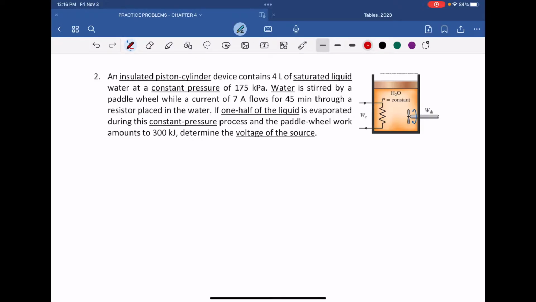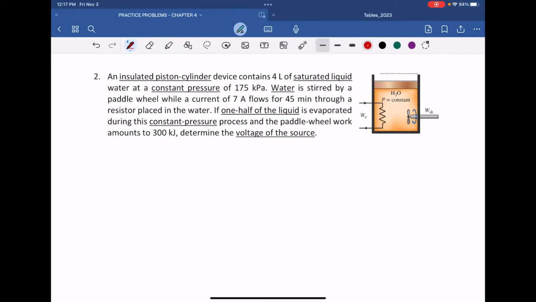Okay, so first of all, understanding this is a piston cylinder device, a closed system where the volume can change, and the energy interactions are electric work, shaft work, and also you need to identify there has to be some boundary work there. And it says half of the liquid is evaporated, so that means there is some expansion in the system due to evaporation, and throughout it's a constant pressure process, and they're asking for the voltage of the source.